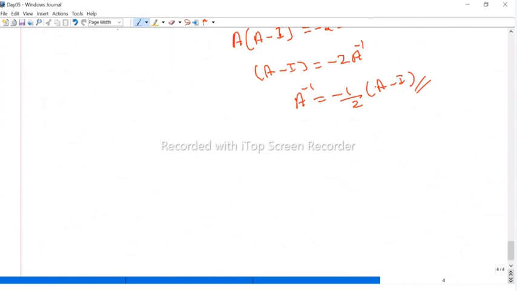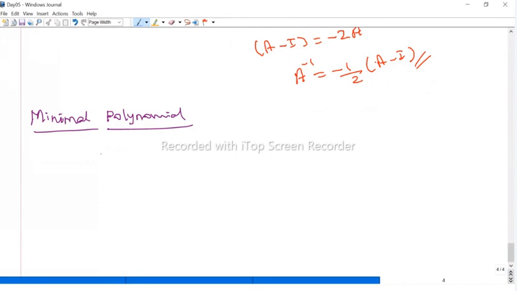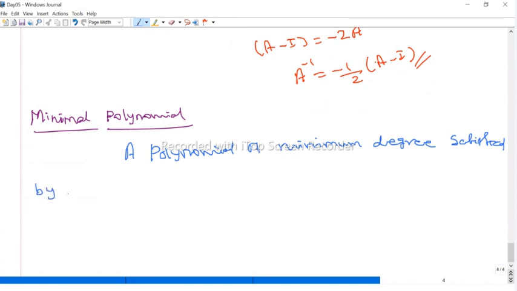So, I can state again what the minimal polynomial is. Minimal means the minimum degree polynomial that is also satisfied by A. So a polynomial of minimum degree, or least degree, satisfied by the given matrix is called the minimal polynomial.